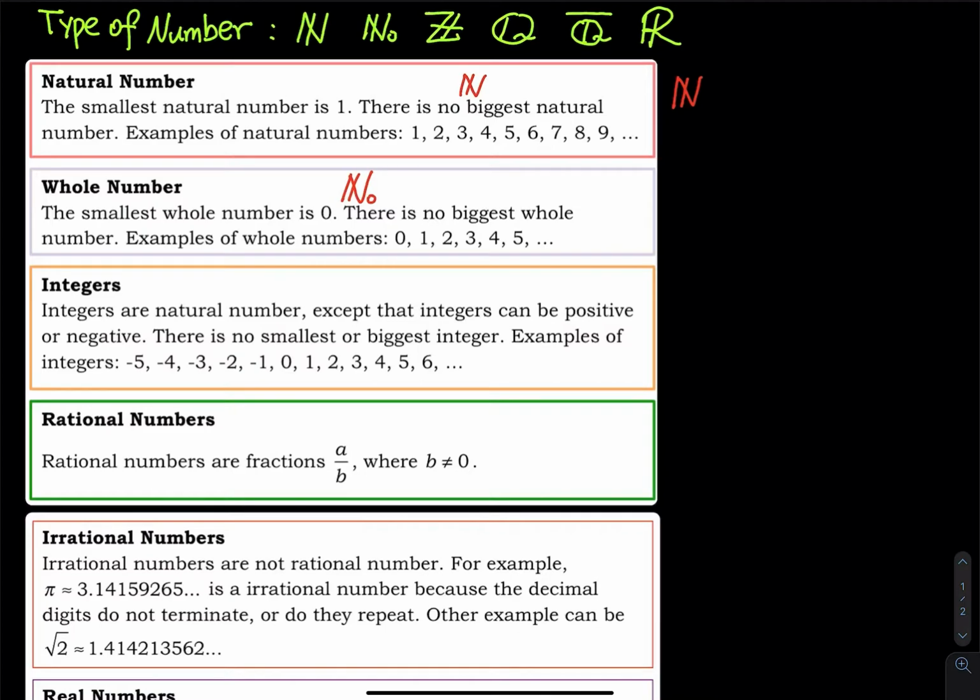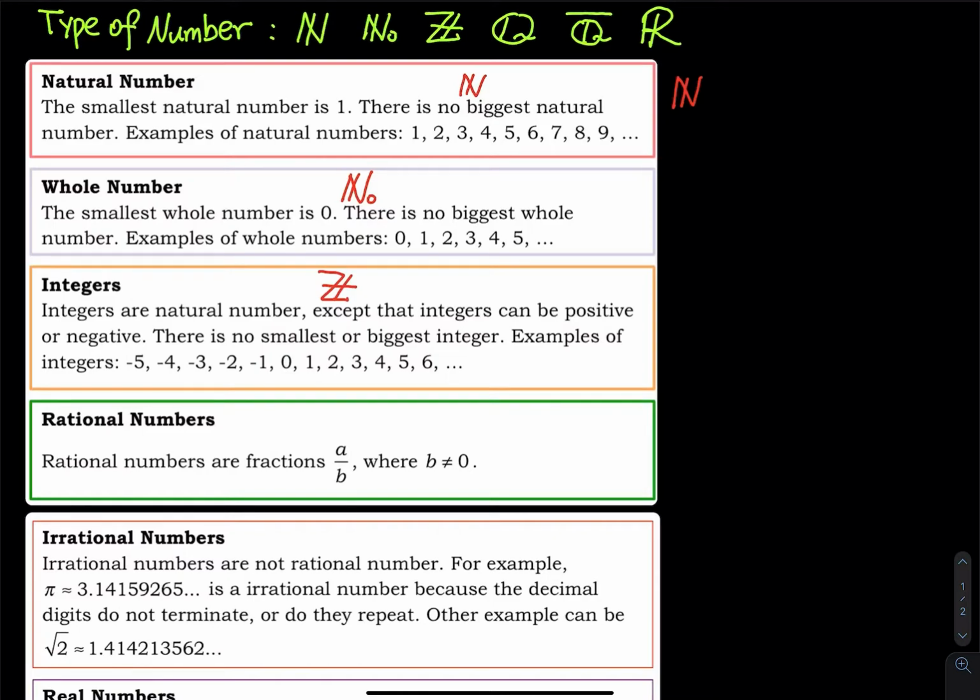And then integers are like natural numbers, except that integers can be positive or negative. In natural numbers, we start at 1, we do not include negatives, but in integers, we do include the negatives and the 0. So the symbol for integers is this Z, that stands for integers.